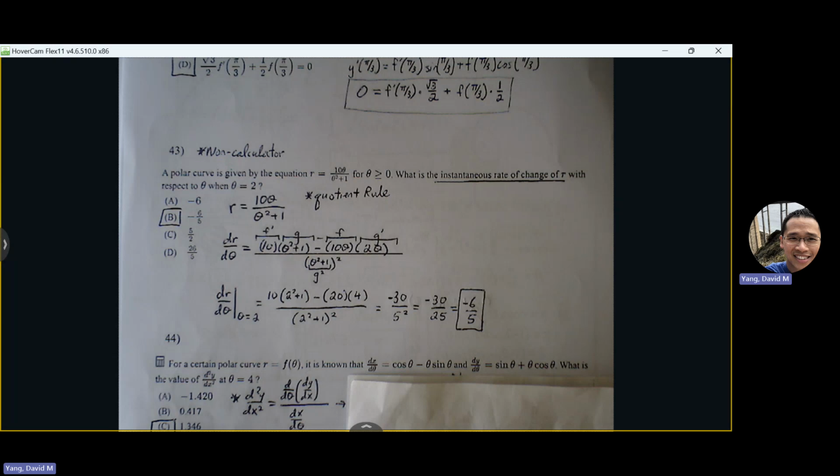Number 44 feels like what we've done with second derivative or parametric. We have to find d over d theta of dy dx divided by dx d theta. This one is calculator.